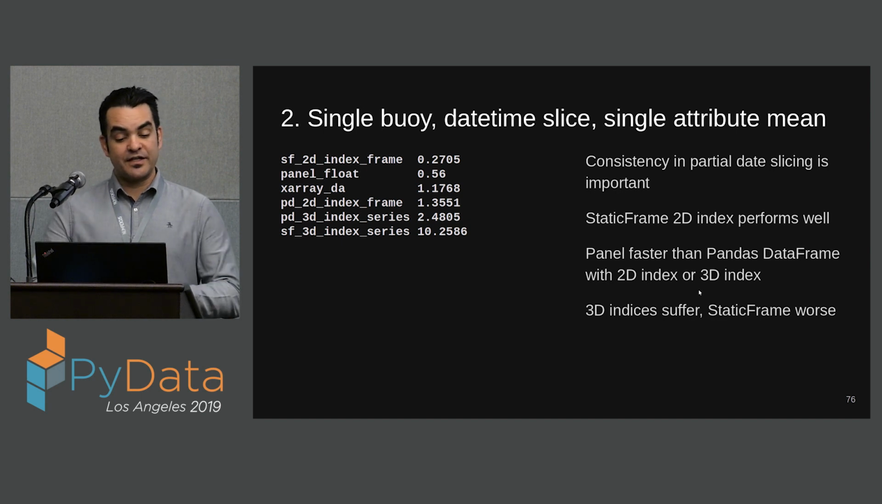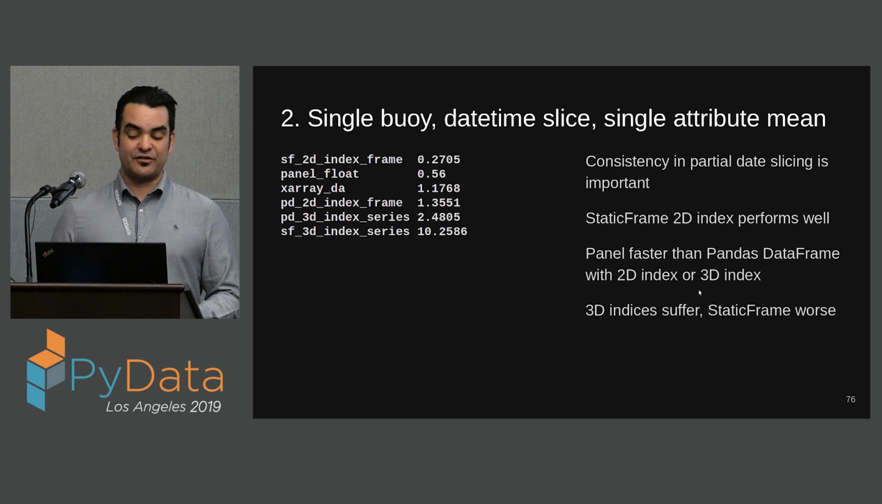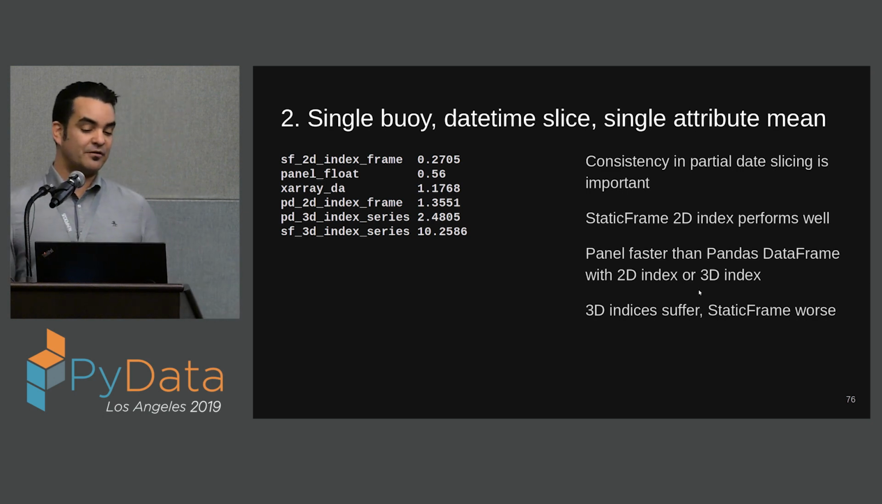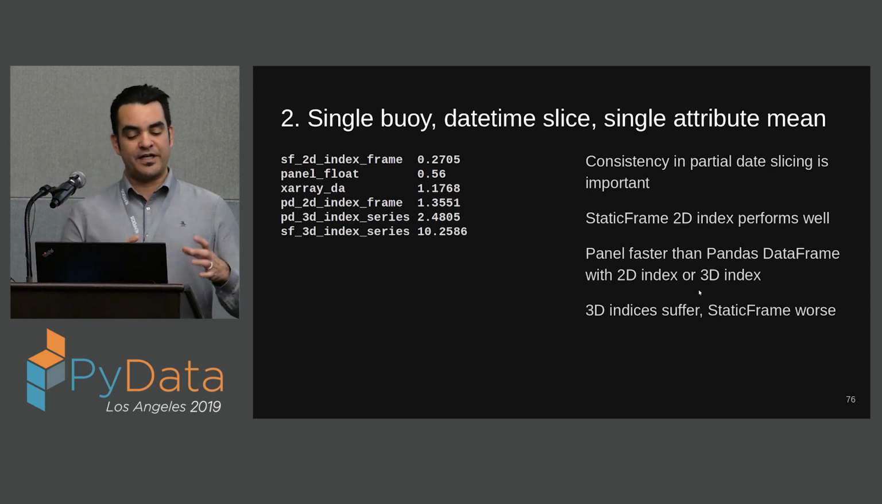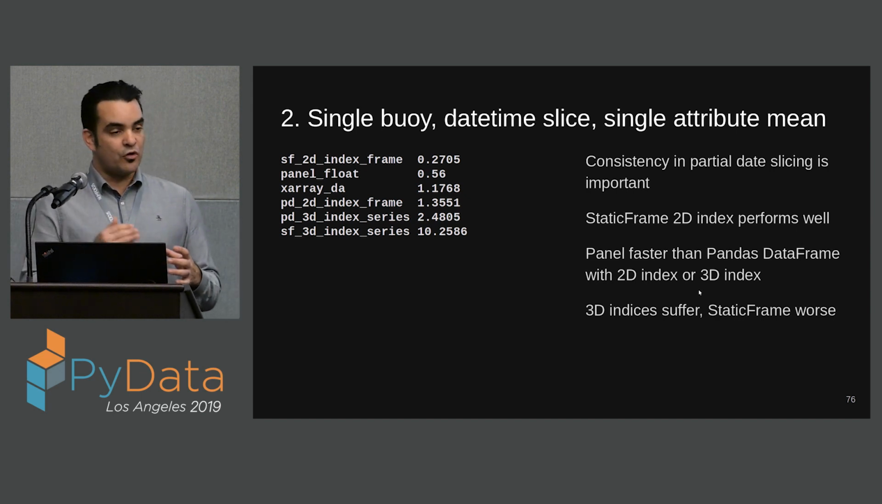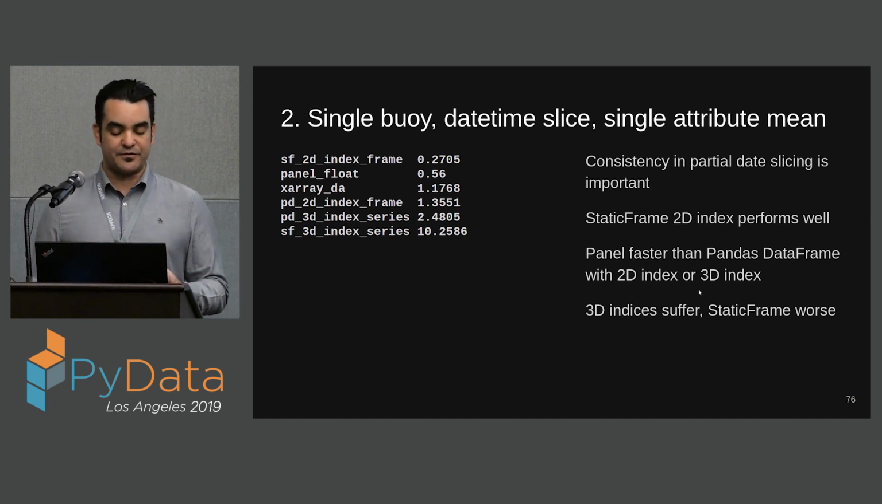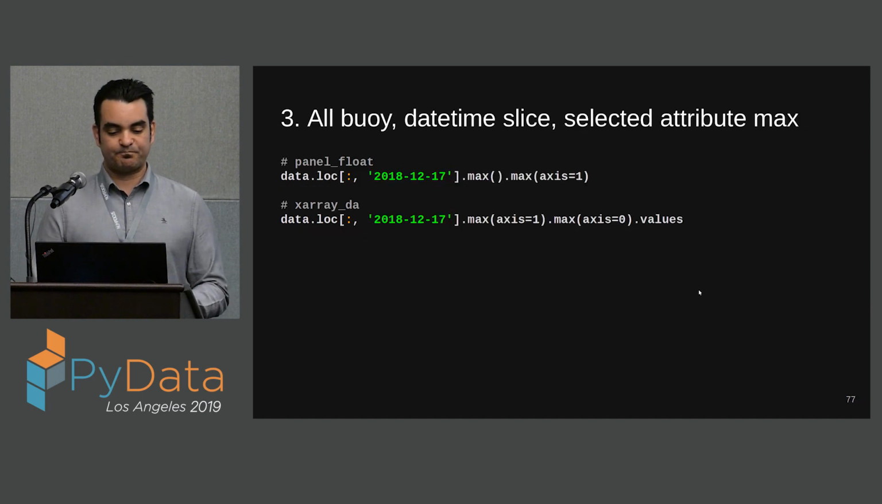So in this case, the static frame two-dimensional index performed pretty well. The panel was again faster than the pandas data frame with a 2-dimensional or a 3-dimensional index. And we start to see 3-dimensional indices start to really suffer, and pandas' 3-dimensional interface suffering quite a bit. So as you might expect, with the depth of our index growing, we have to do more and more selections to get at those inner values, and that begins to get costly.